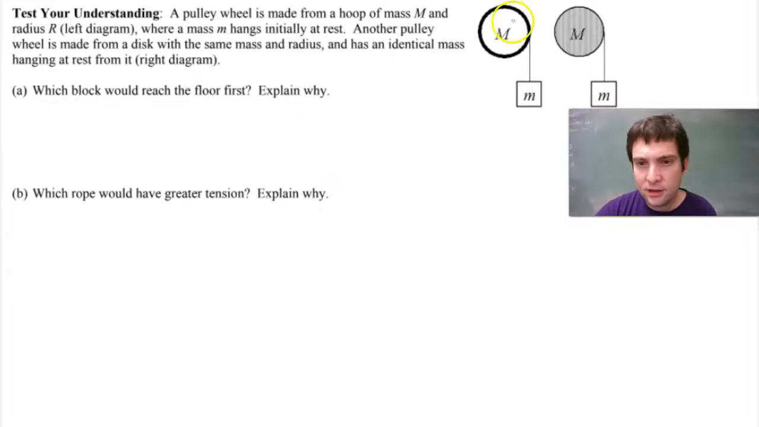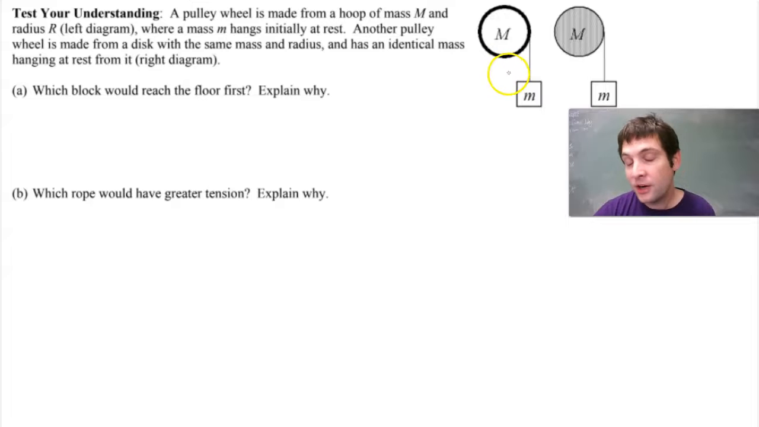Here we've got a pulley that is a hoop on the left and a pulley that is a disc on the right. Which block is going to reach the floor first? Both masses are equal, both masses of the pulleys are equal, both radii of the pulleys are equal. So who's going to win, the block on the left or the block on the right?